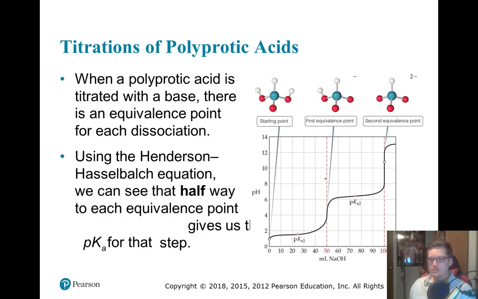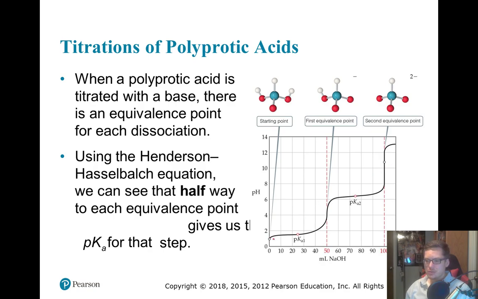Now, titrations of polyprotic acids. Polyprotic acids, remember, are acids that have more than one H to give away. Essentially, what this amounts to is if you titrate a polyprotic acid, you'll have more than one equivalence point. You'll have an equivalence point for each hydrogen that comes off.